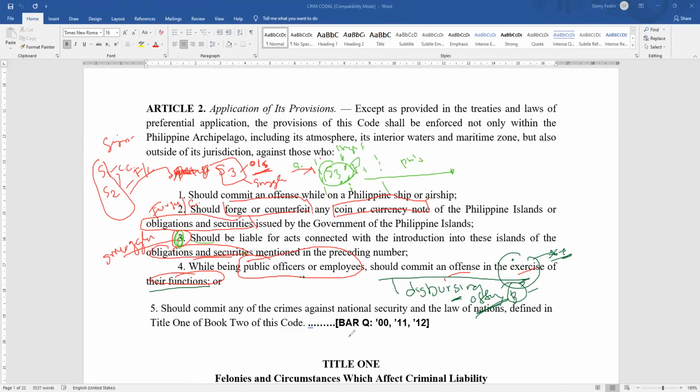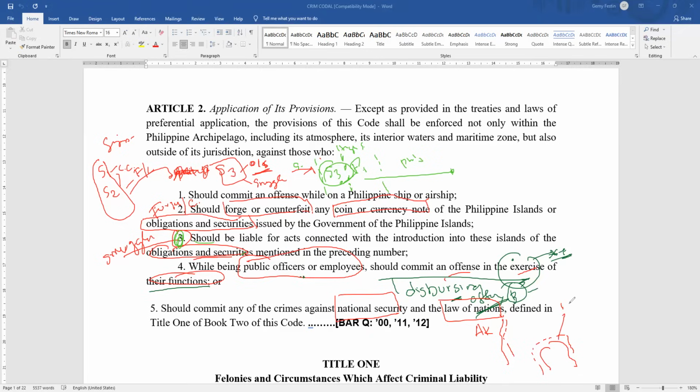Number 5, should commit an offense against national security and the law of nations. Maraming nalilito dito. Okay, so halimbawa, we have Hong Kong, China. Then we have the Philippines.